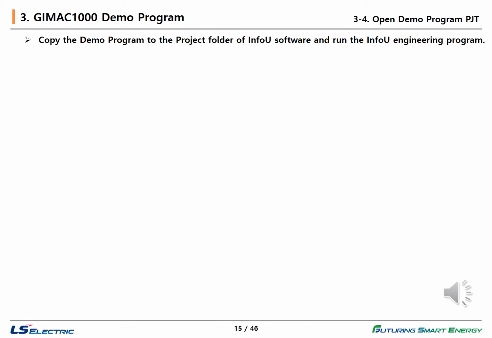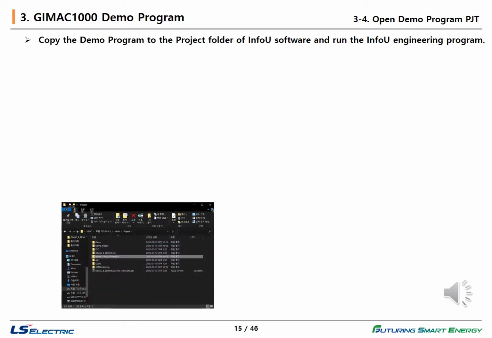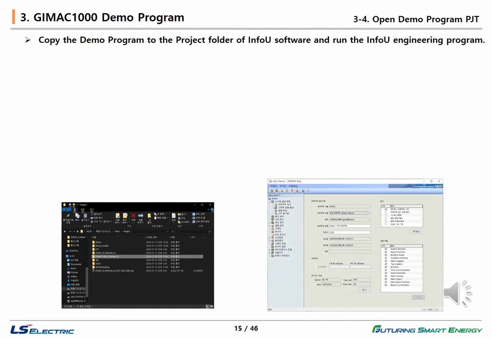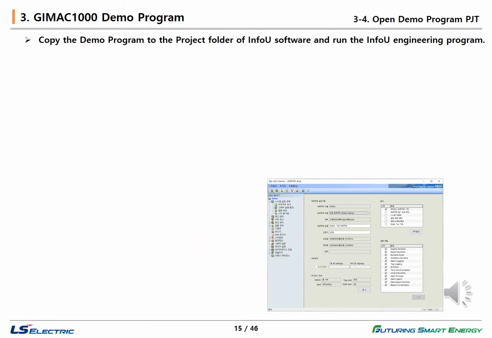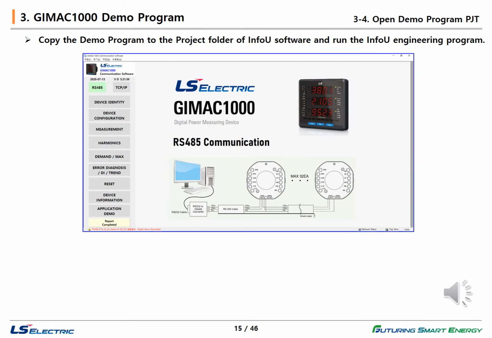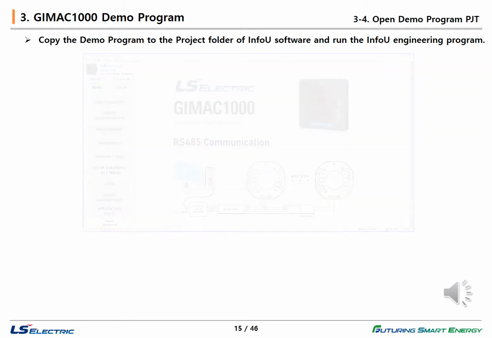To run the GMAC1000 demo program with InfoU, copy the demo program to the project folder of the InfoU software, and then load the demo program project to the InfoU software. Before we start it, firstly, copy the download demo program file to the InfoU project folder and extract it. After that, run the InfoU engineering software.